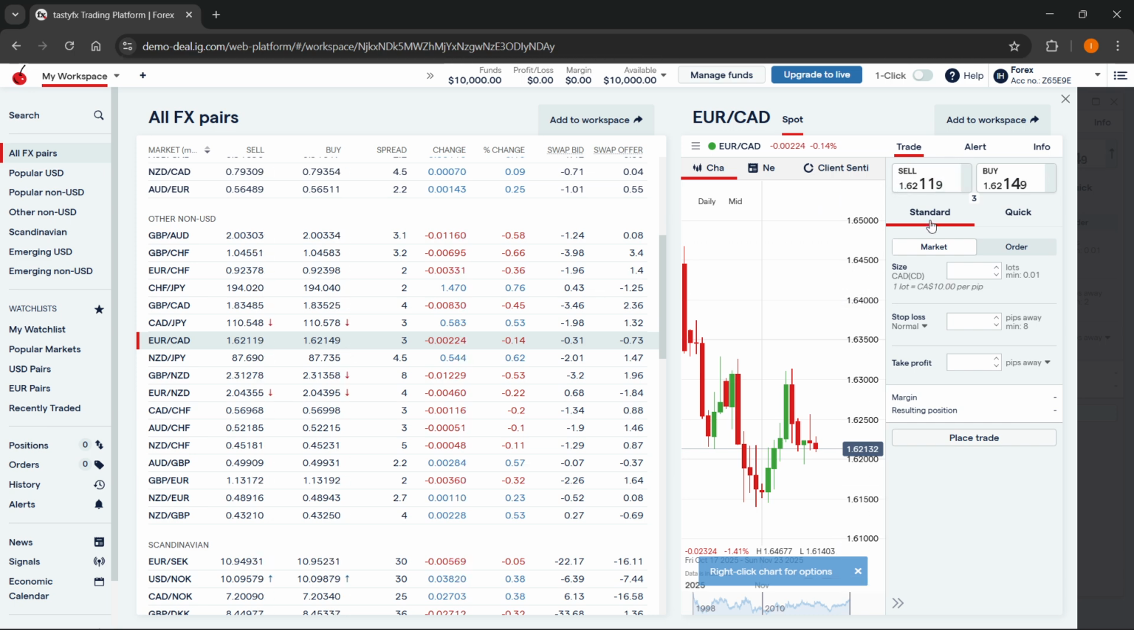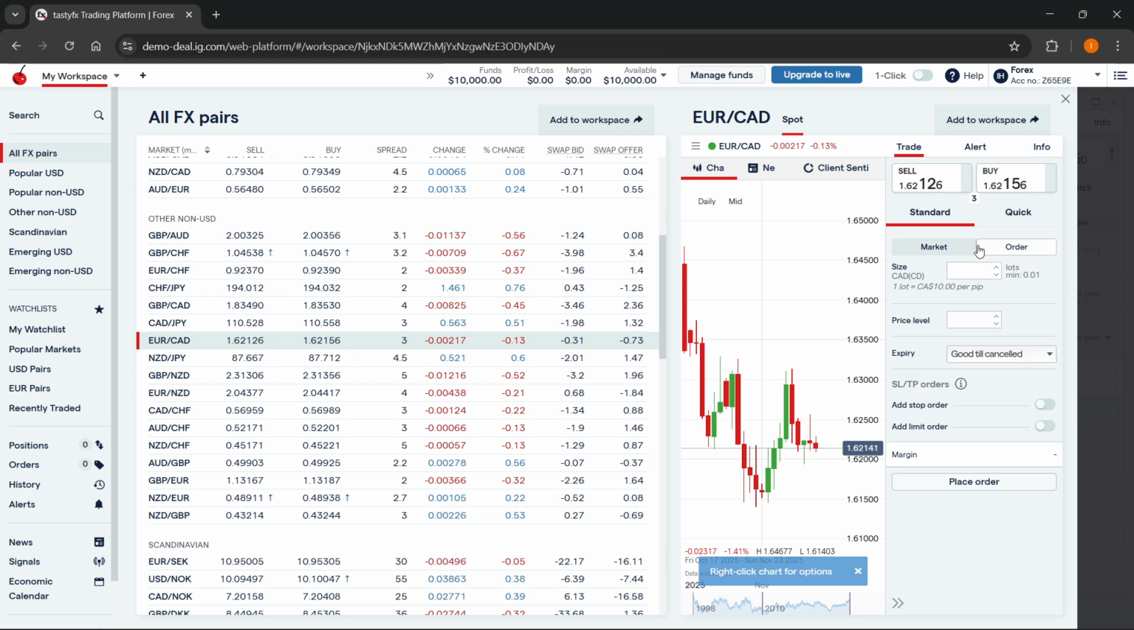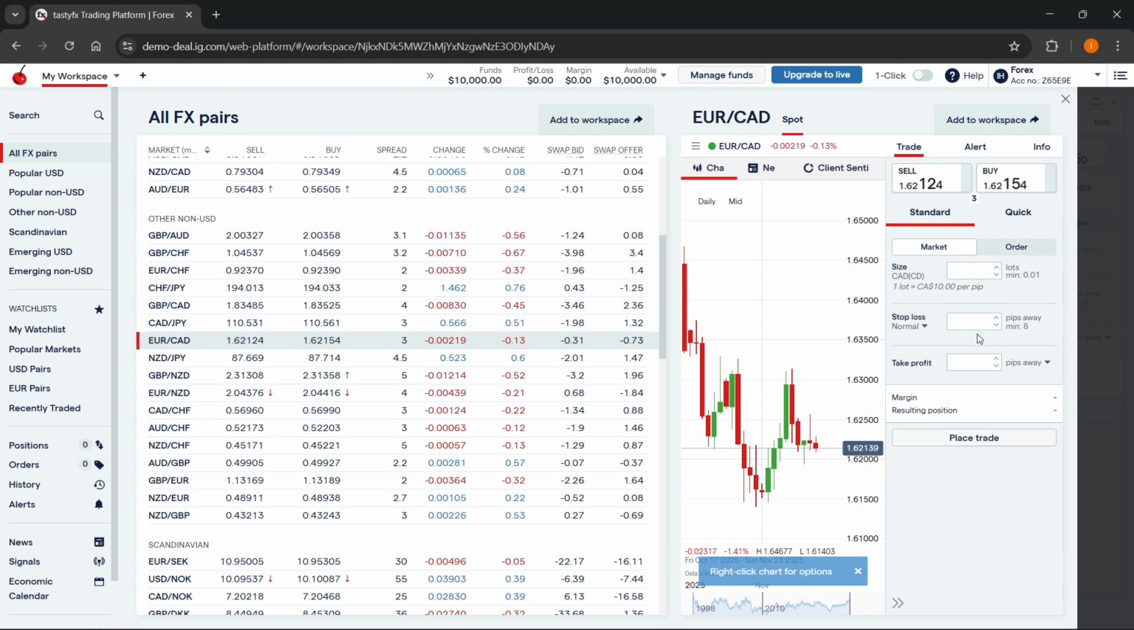So if you're looking how to trade, you can just click on buy or sell over here, switch between standard or quick orders over here, and then you can select either market or this kind of a price level order over here. You can select your size, your stop loss, your take profit, whatever you want to do, and then you can just place the trade, and whenever that's ready, you've basically started trading over here on TastyFX.